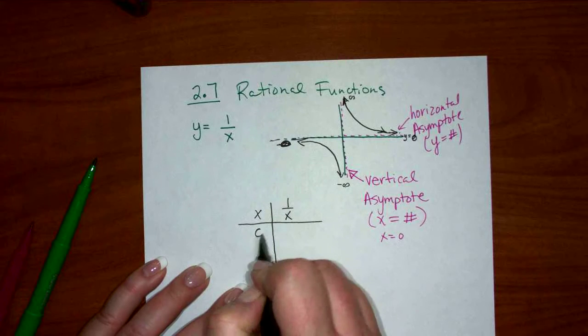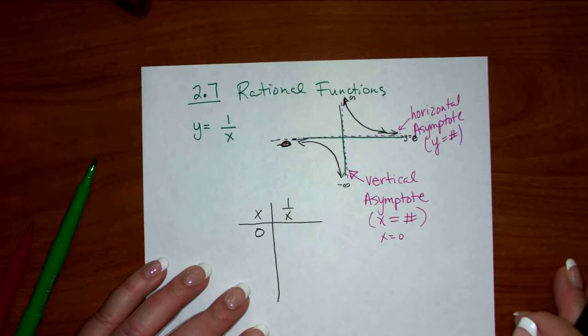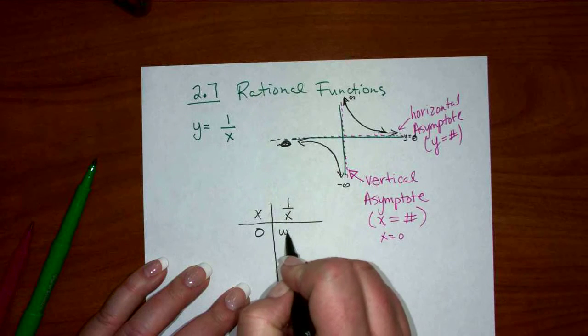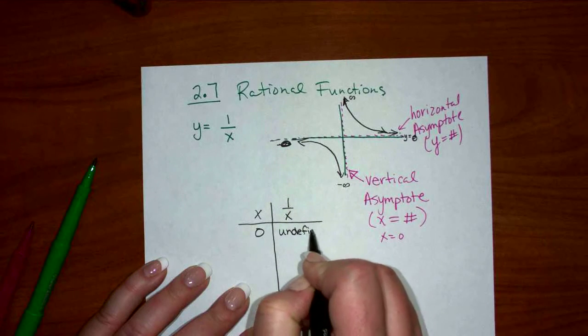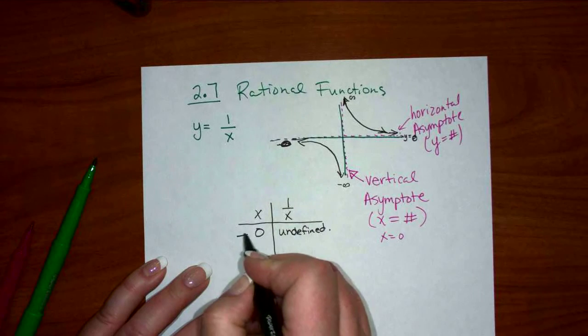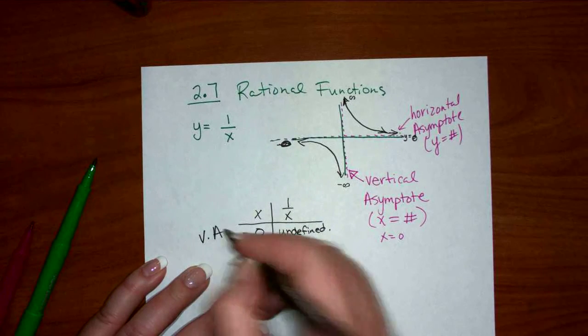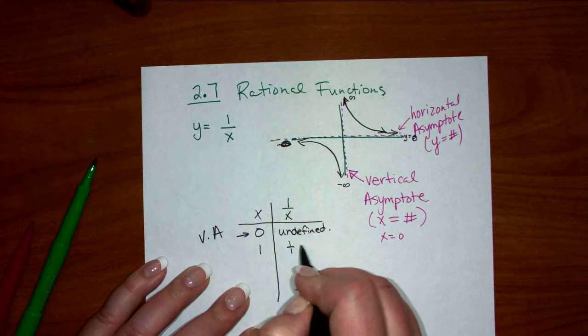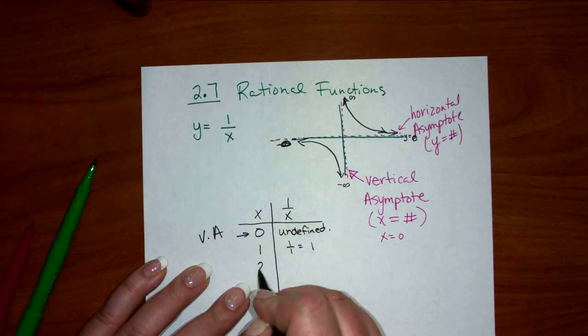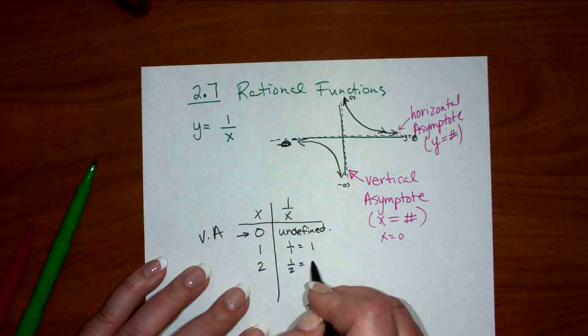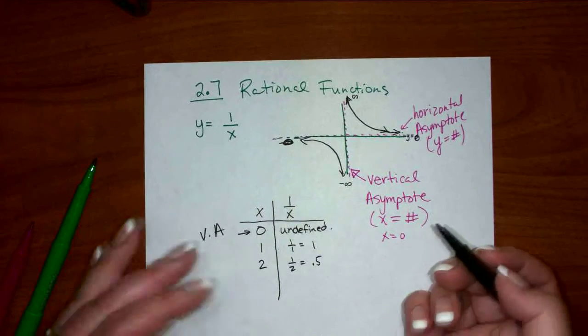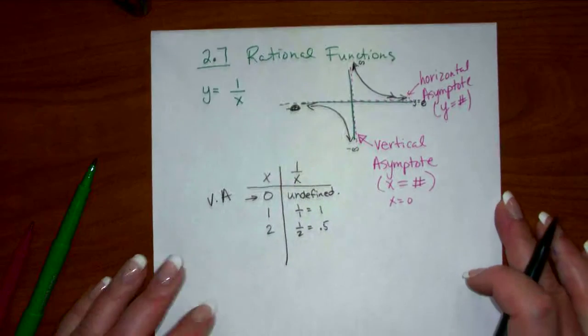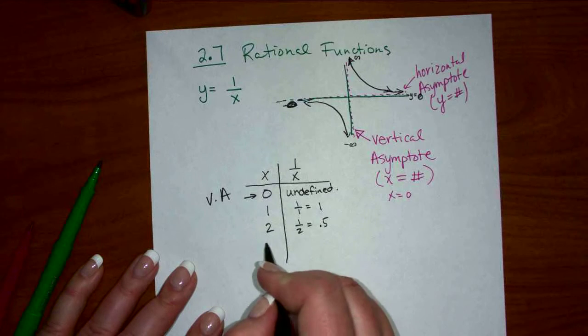So what if we plug 0 in? What happens? It's not possible. That's the asymptote. So this is undefined, right? You can't divide by 0. Vertical asymptote. What about 1? What do we get? 1, 2. Let's put it as a decimal, 0.5 or 1/2, right? What if we put 10 in there?